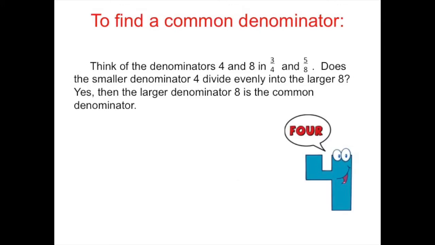To find a common denominator, think of the denominators 4 and 8 in 3/4 and 5/8. Does the smaller denominator 4 divide evenly into the larger 8? Yes. Then the larger denominator 8 is the common denominator.